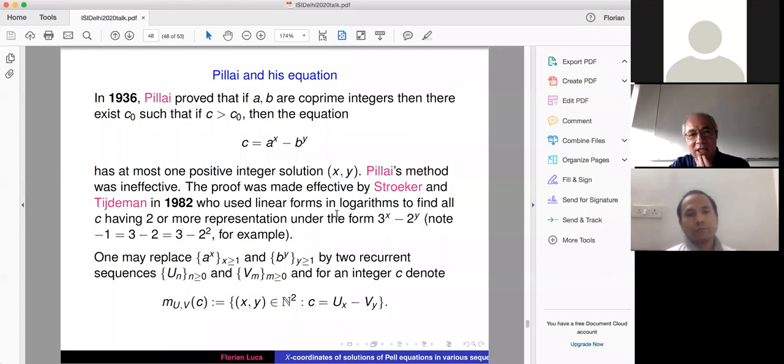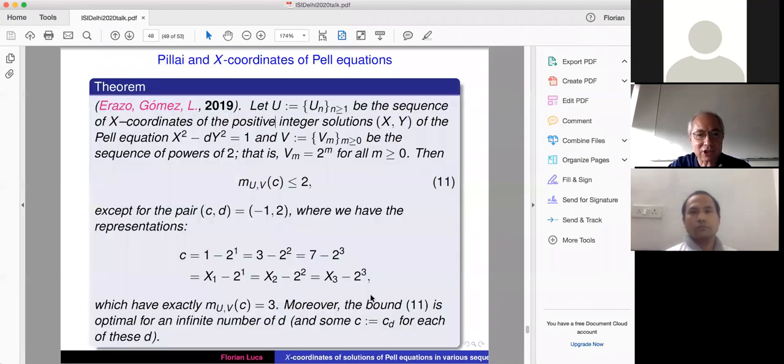And you can change a to the x and b to the y by 2 recurrent sequences, and you can ask the same question. And if you change one of the sequences to the sequence of x coordinates of a Pell equation, whatever Pell equation you want, and the other sequence is the powers of 2, then it turns out that you always have at most 2 representations, except for this crazy number. For example, if d is equal to 2, then the number -1 is represented in 3 different ways. There's a difference between an x and the power of 2.